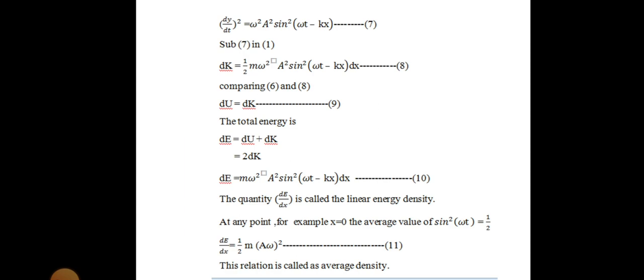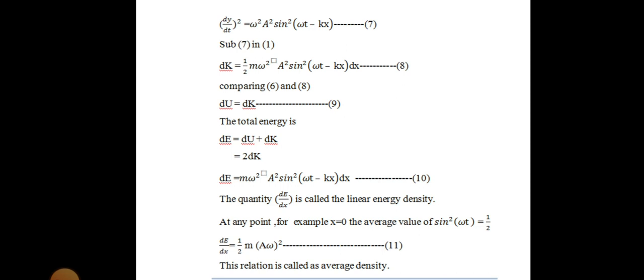Differentiating 3 with respect to time, dy/dt = −ωa sin(ωt − kx). So (dy/dt)² = ω² a² sin²(ωt − kx). Substituting 7 in 1, we get the next equation. Comparing 6 and 8, dU = dK. So the total energy is the sum of dU and dK, which equals 2 dK. So dE = m ω² a² sin²(ωt − kx) dx.